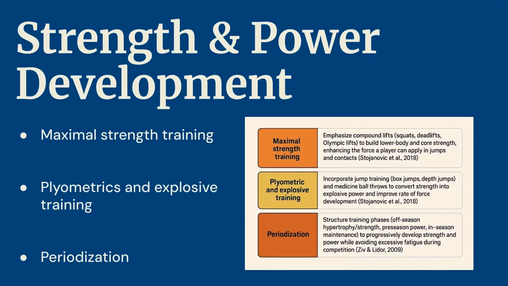Strength and power development. Maximal strength training emphasizes compound lifts like squats, deadlifts, and Olympic lifts to build lower body and core strength, enhancing the force a player can apply in jumps and contacts. Plyometrics and explosive training incorporate jump training like box jumps and depth jumps, and medicine ball throws, to convert strength into explosive power and improve rate of force development.